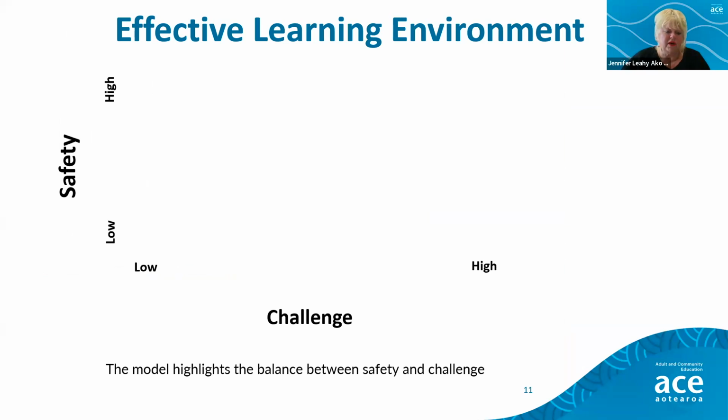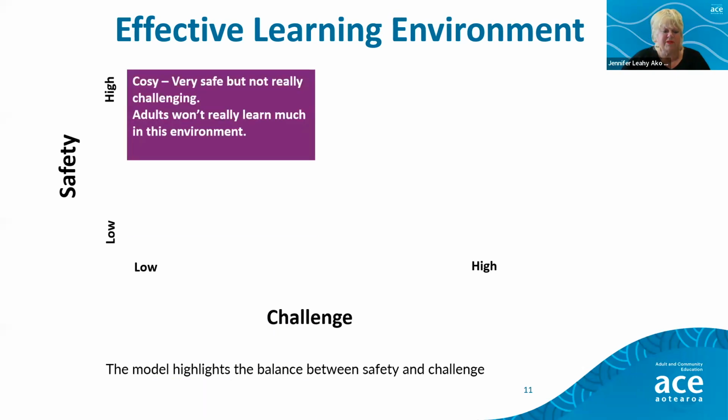from low to high. And the next part of the model at the bottom shows challenge from low to high. So this is a model that's showing the balance between the two. So here's the first one that comes in here. If we have an effective learning environment that's, we call it cozy, it's safe but not really challenging, adults don't tend to really learn much in this environment.